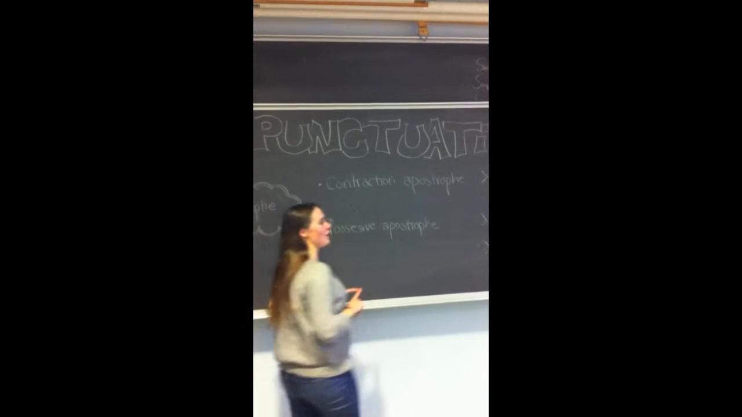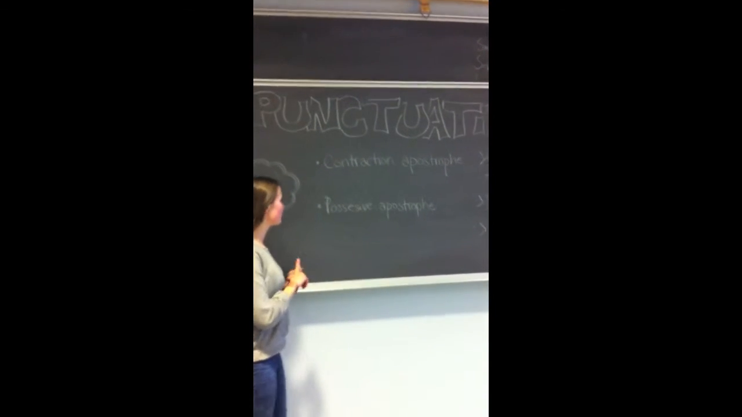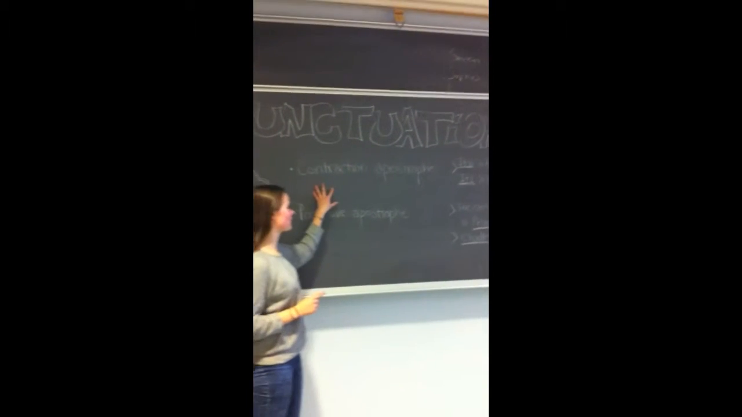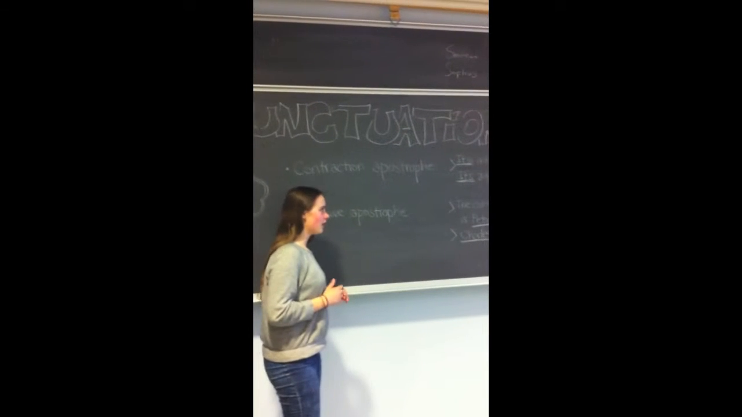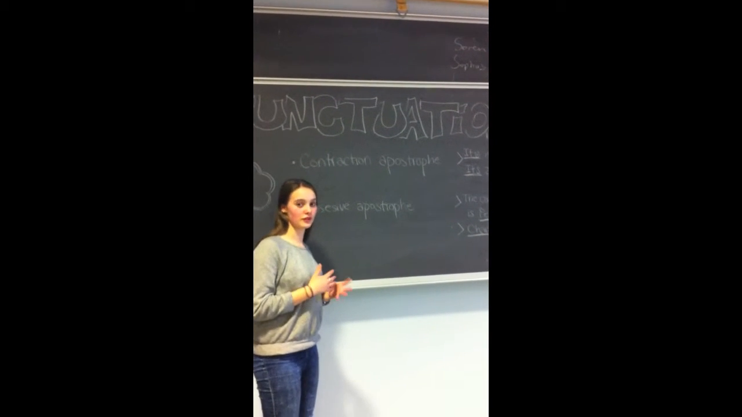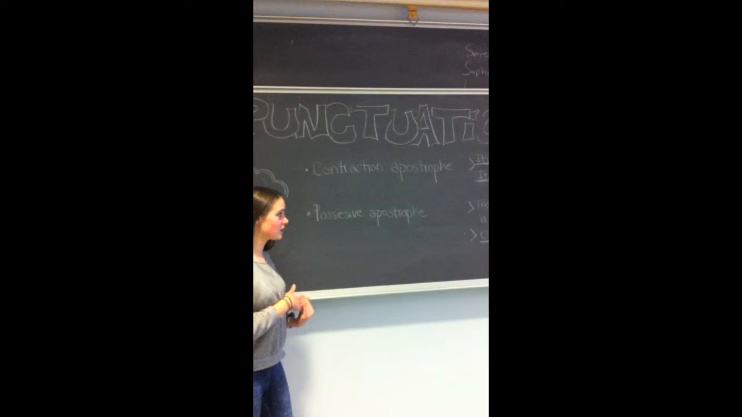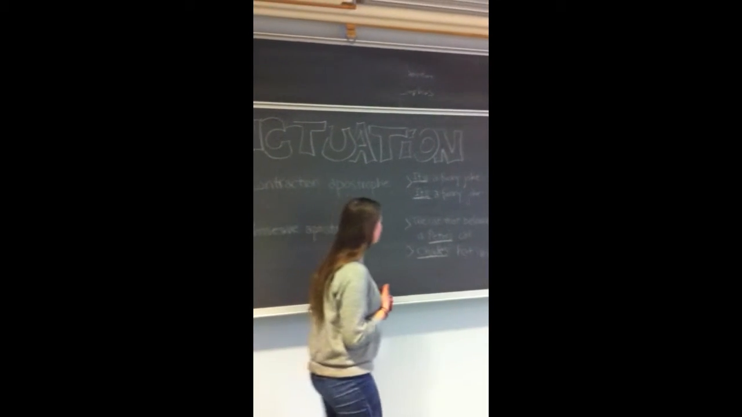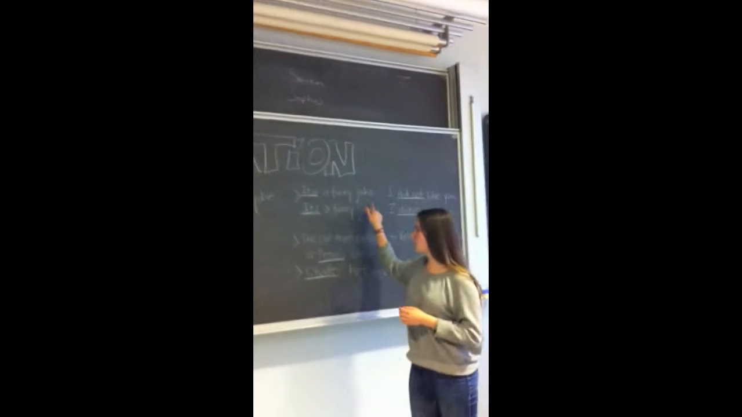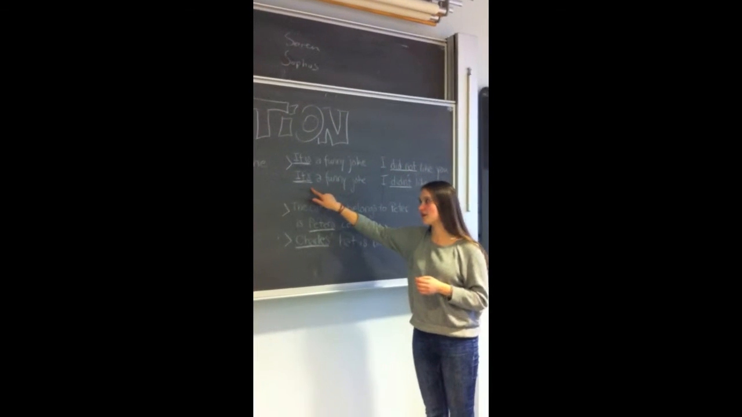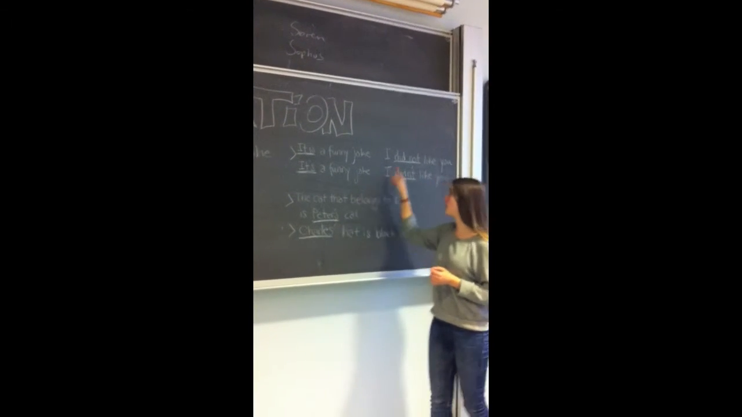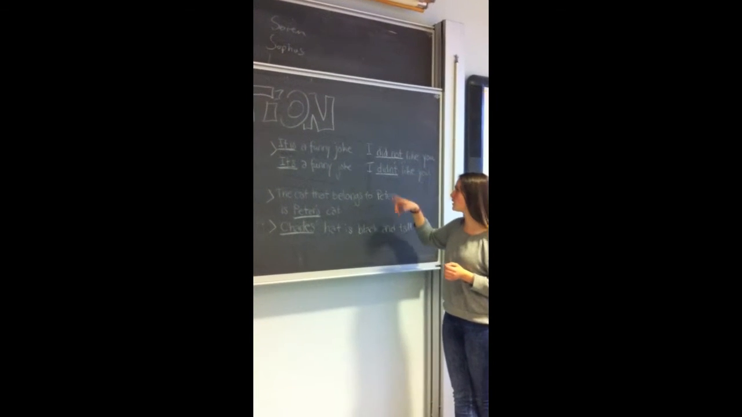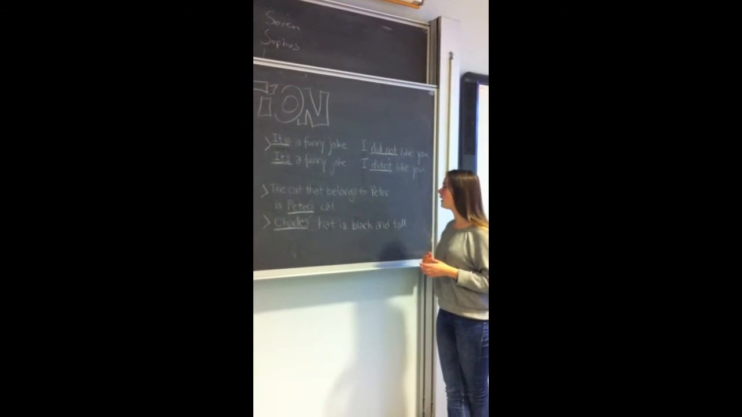There are two types of apostrophes. The first being the contraction apostrophe. This you use to indicate that there are some letters missing from a contraction of two words. For example, it is a funny joke becomes it's a funny joke. Or I did not like you becomes I didn't like you.